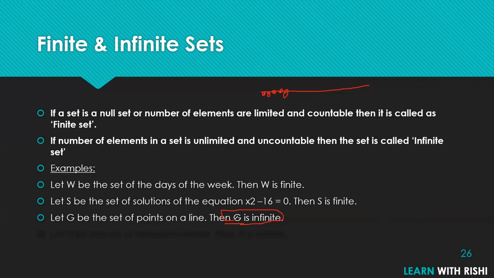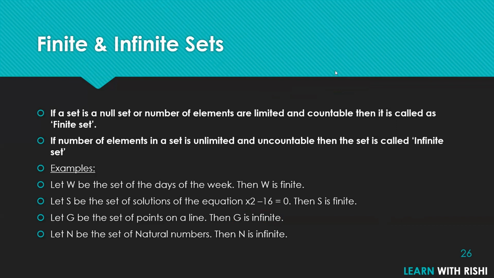Okay. Next, let N be the set of natural numbers. The set of natural numbers are counting numbers. So 1, 2, 3, 4, 5, and it will go on till infinity. So again, the set of natural numbers becomes our infinite set. I hope you understood the difference between finite set and infinite set.